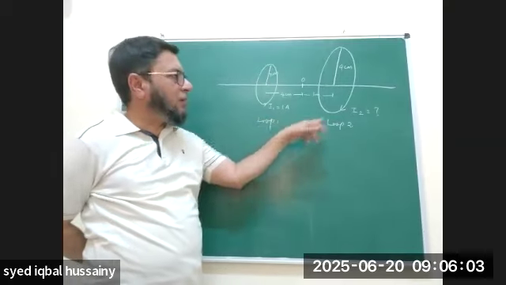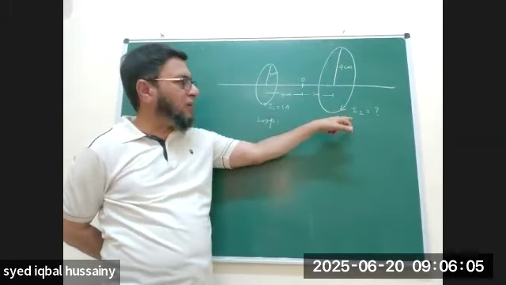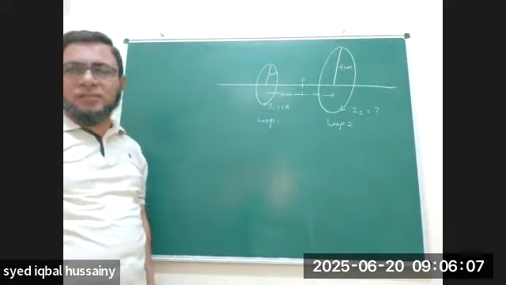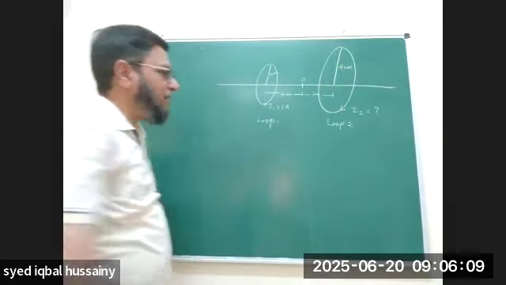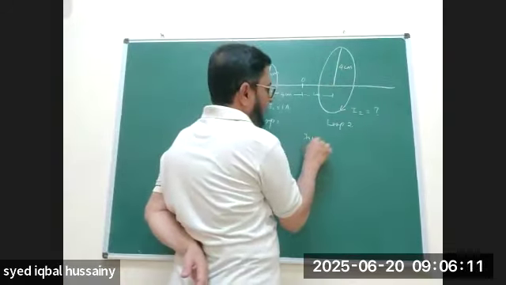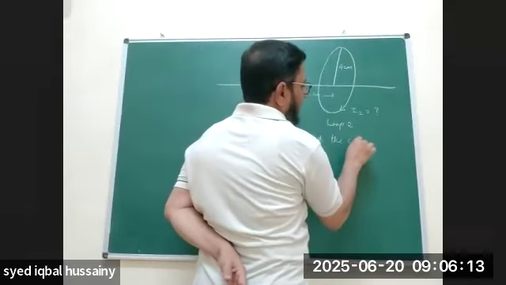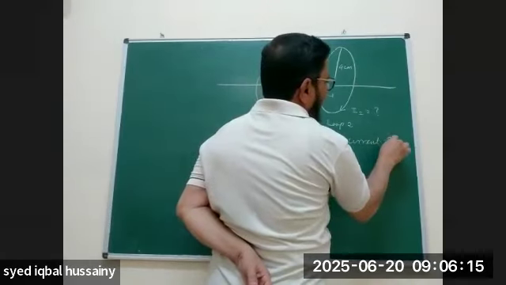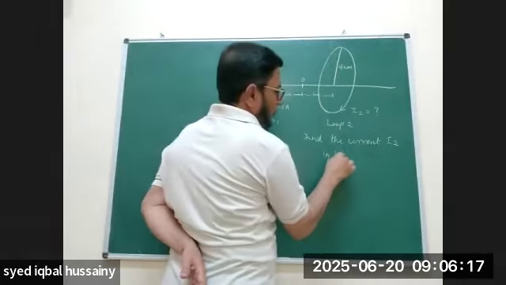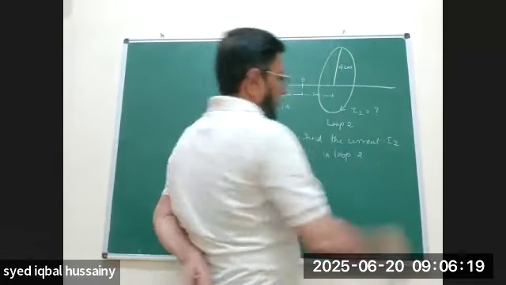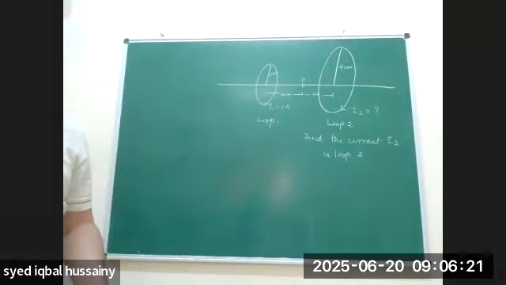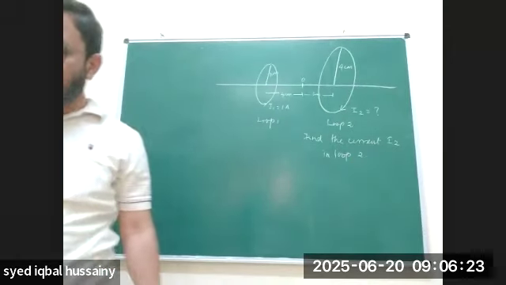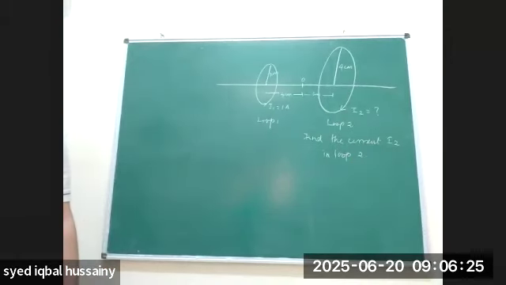That means in this loop, how much current will flow? So I2 there. So how to do this numerical? Find current I2 in loop 2. Can you guess? Can you give me a clue? Sir, the hypotenuse value of both will be the same, sir.